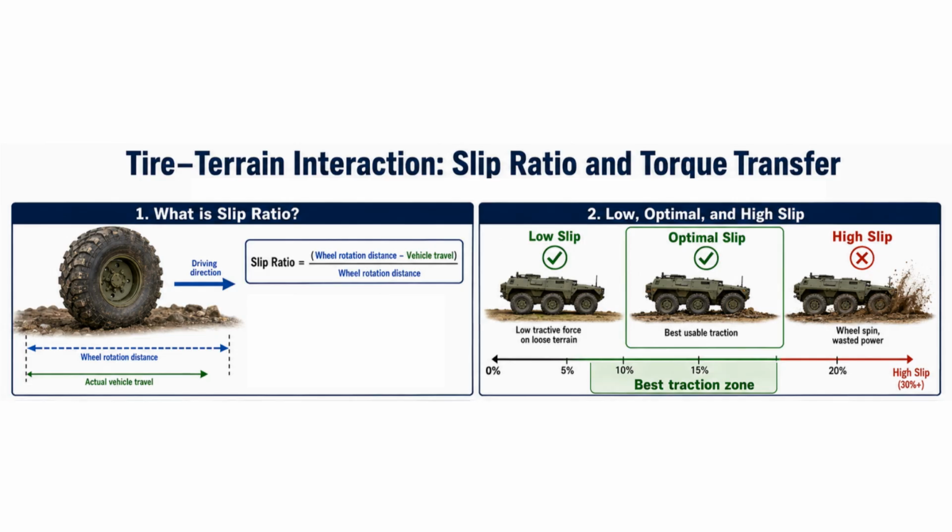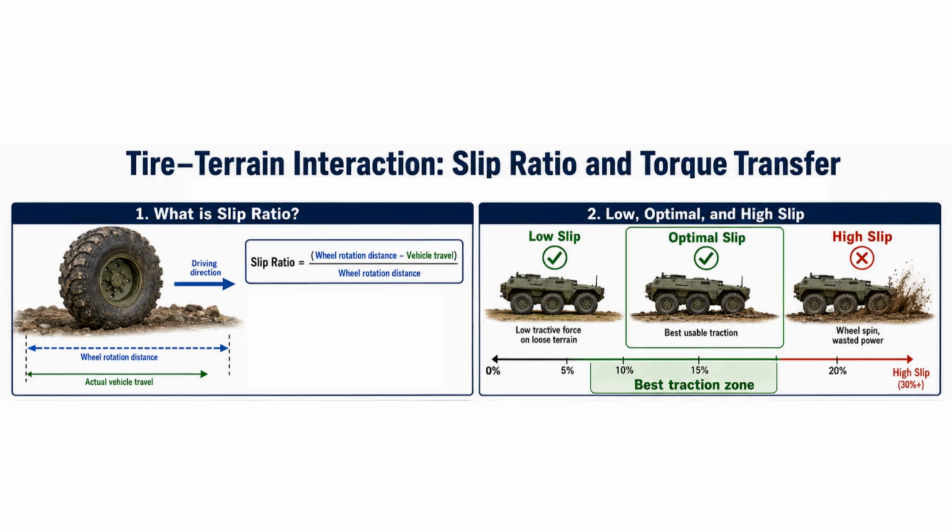On loose terrain, a small amount of controlled slip is often necessary to generate traction. Too little slip may produce limited tractive force, while excessive slip causes wheel spin, wasted power, and soil disturbance. The goal is to operate within the best traction zone.